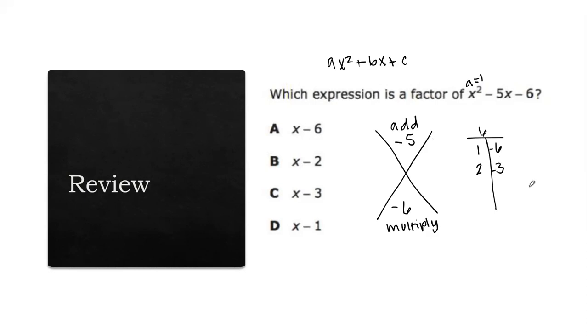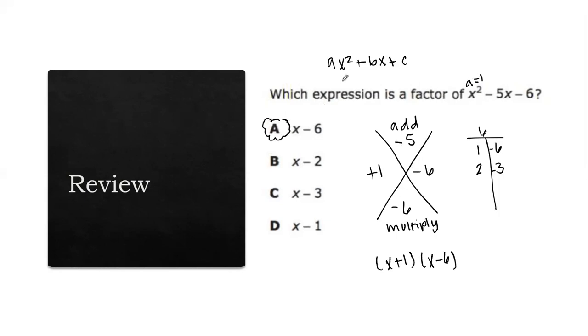So what two numbers would add to get me -5, but multiply to give me -6? +1 and -6. So x plus 1, x minus 6. How many of y'all got that? All right. Half of us. You can put -6 and +1. It doesn't matter which side you put it on. So A would be the answer.